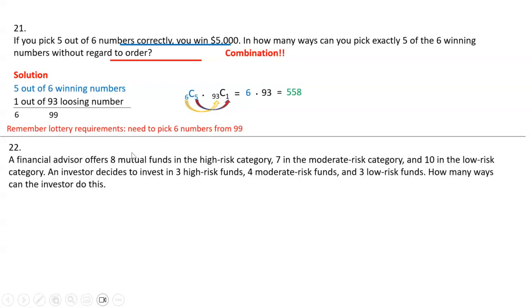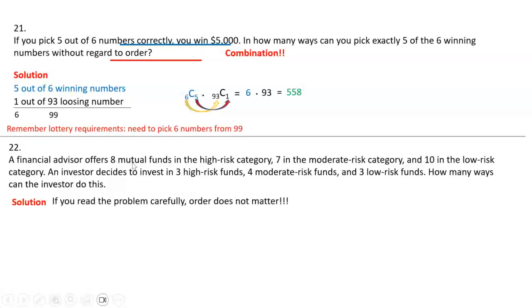Now, I believe this is the last one. It says a financial advisor offers 8 mutual funds in the high risk category, 7 in the moderate risk category, and 10 in the low risk category. An investor decides to invest in 3 high risk, 4 moderate risk, and 3 low risk. How many ways can the investor do this? Okay, so this is kind of simple, guys. It's going to be a combination.